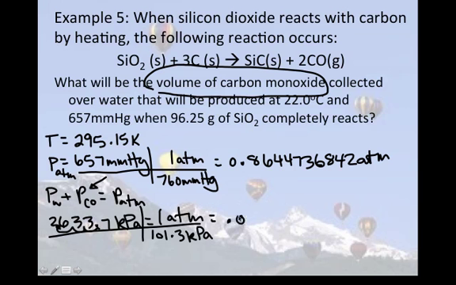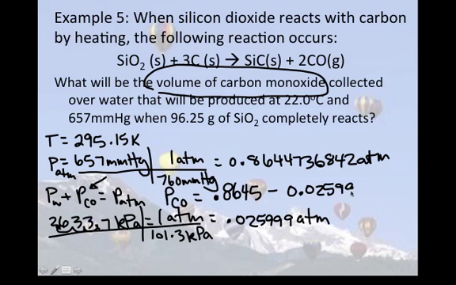So my water pressure was 0.025999 atmospheres, and of course I have more numbers in my calculator, but that means the pressure of carbon monoxide gas is atmospheric pressure minus the pressure from the water vapor. So I'm going to do that math real quick. That gives me carbon monoxide pressure of 0.838-ish atmospheres.